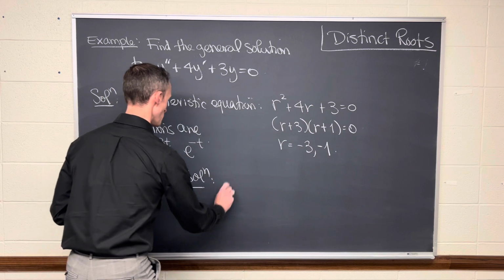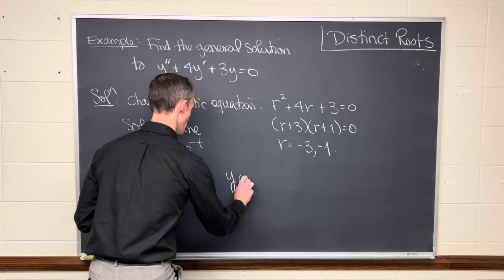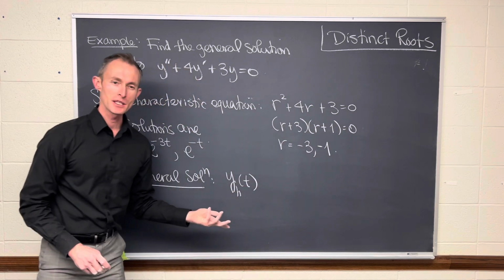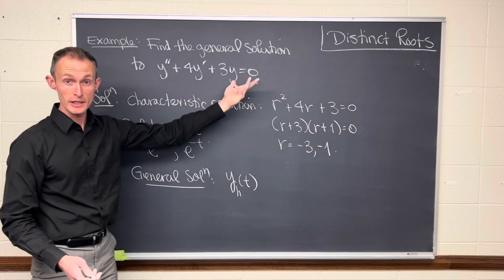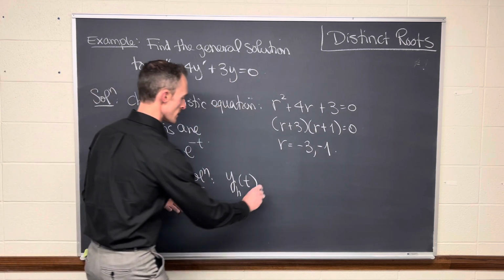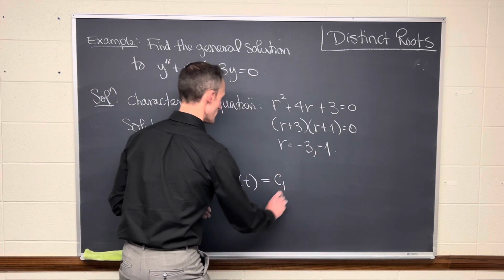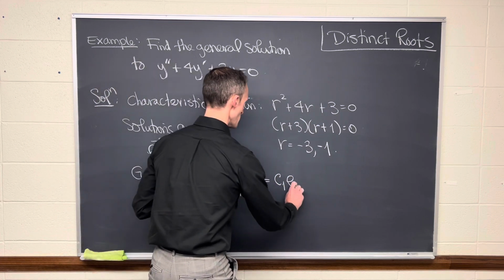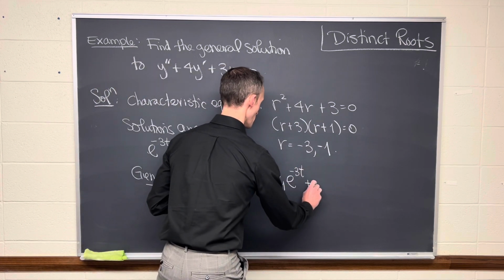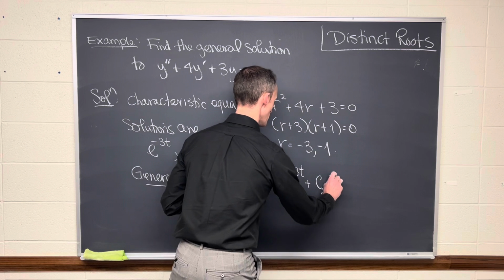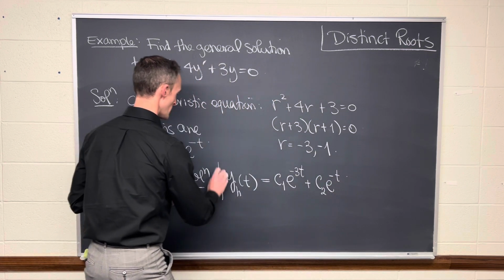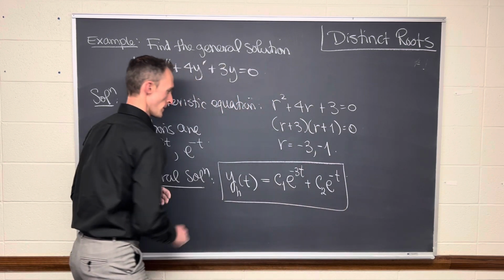The general solution will be y sub h, okay? I call it y sub h because the h is that this was homogeneous, okay? You can just call it y of t, that's fine. It's going to be some constant c1 times one of my solutions, e to the minus 3t, plus c2 times e to the minus t. That's it. Okay, so that's simple.